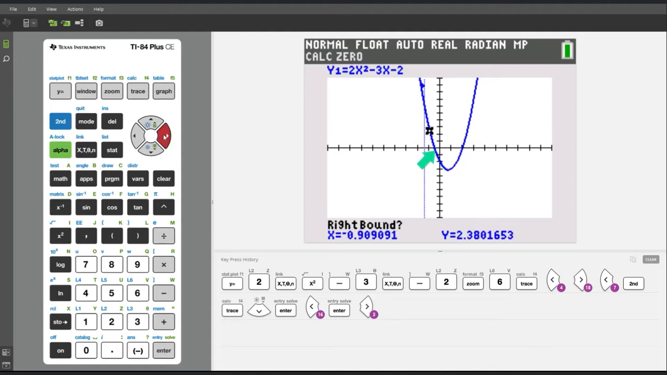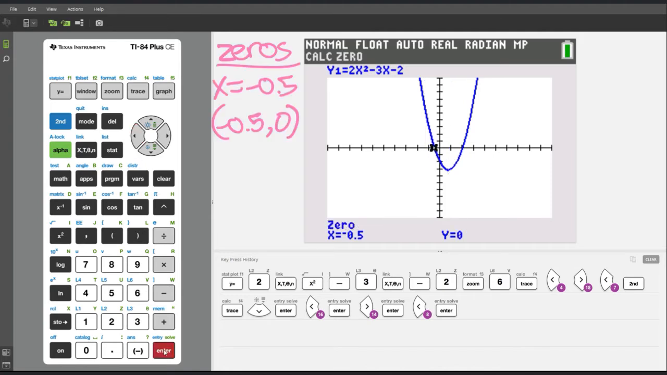So I need to move to the right of that x-intercept. So I go close to x equals 1. Somewhere to the right of that, doesn't matter. Now I have an interval, a window, in which the calculator is looking for the 0. So I move towards the 0 and I press enter. And that's my guess, and therefore the calculator finds out that the first 0 is negative 0.5, meaning x is negative 0.5 and the y value is 0.